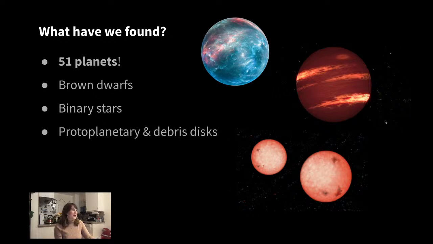So brown dwarfs are another thing that we found, and I'll talk about those and why they're important in a second. We've also found some binary stars, so stars that are in pairs. We've also found protoplanetary and debris disks. So these are the stages of forming planets. So we've actually been able to take a direct look into what's going on to form planets.